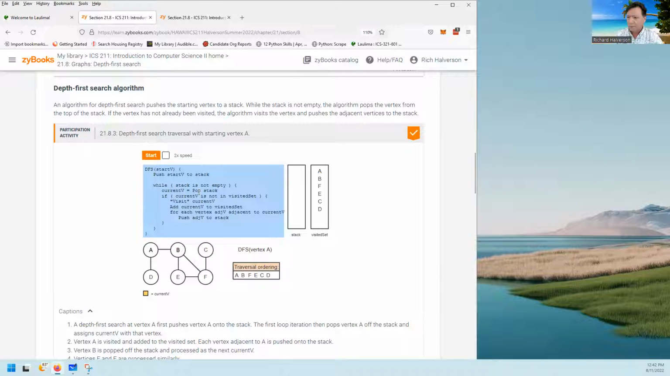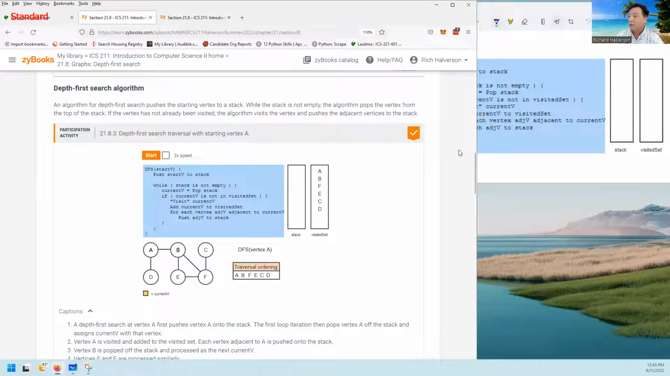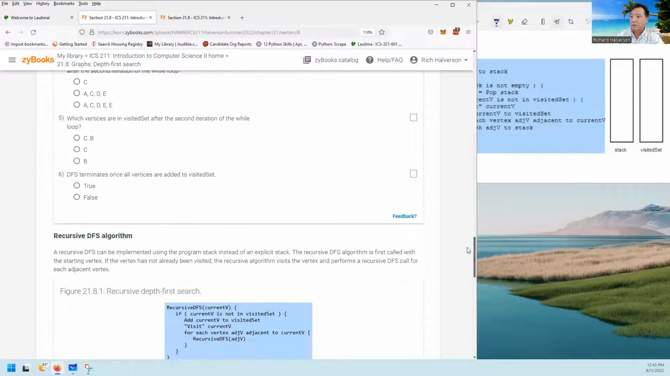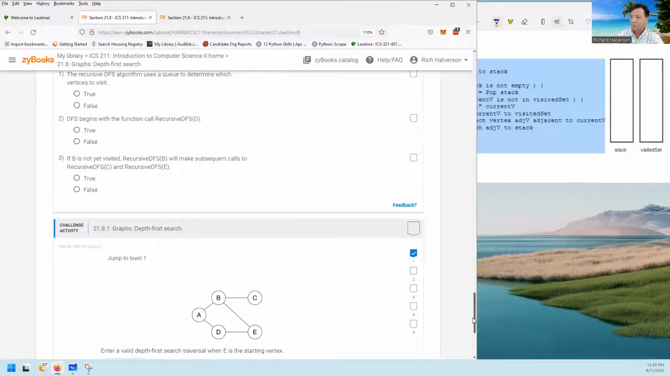Okay, I've done a snip here to snip out that portion of the screen because I'm going to refer to that when we do the challenge activity. Let's go down to the challenge activity. Make sure you do all these. Here's a recursive version. You can check that out.